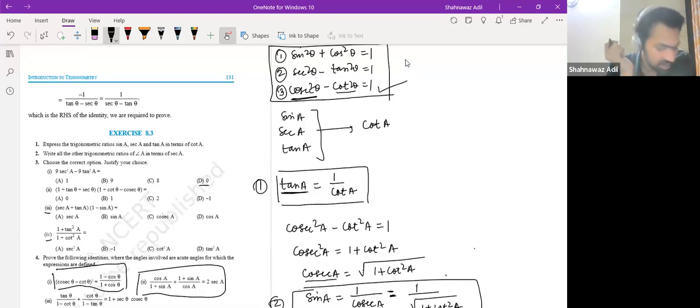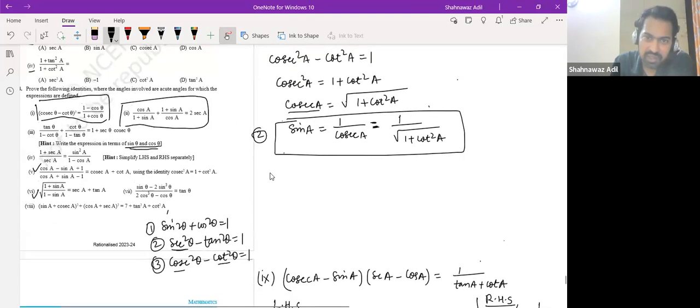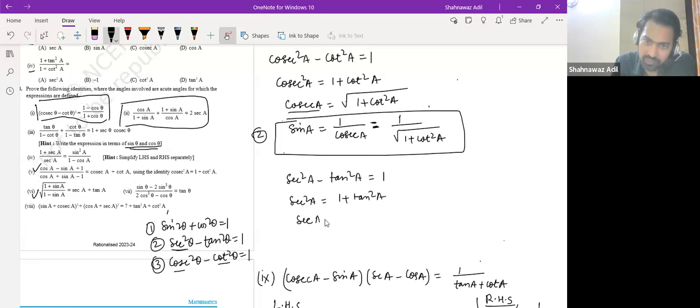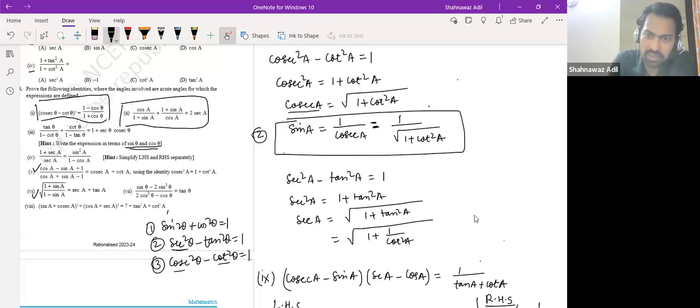From tan A, we can calculate sec theta. Absolutely right. So we have sec square A minus tan square A, which is 1, right? So sec square A would be 1 plus tan square A. And sec A is the root of 1 plus tan square A. Tan A is 1 by cot A. So we can write this as 1 plus 1 by cot square A. Clear up to this point?